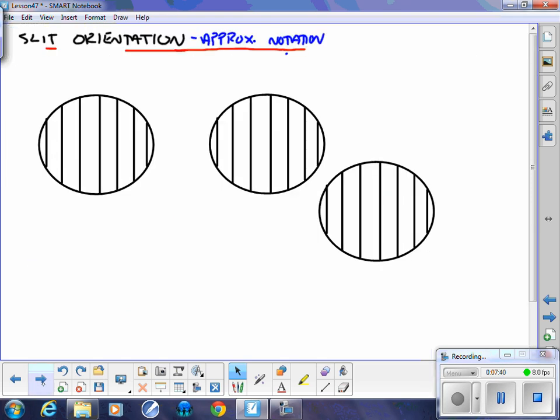What we get into is kind of talking about the orientation between the two slits. So these are Polaroid circles. The black lines represent our slits. Okay, so just label this. So those are our slits, and this is our Polaroid.